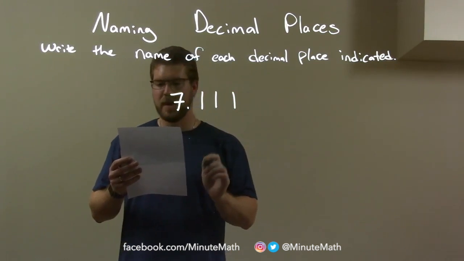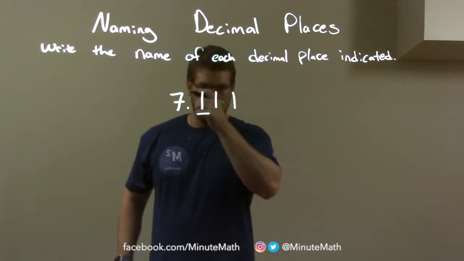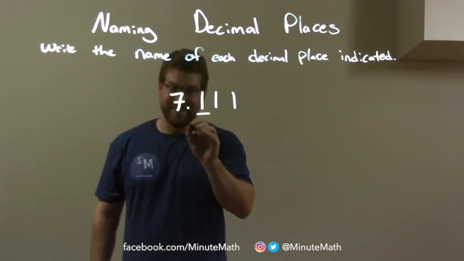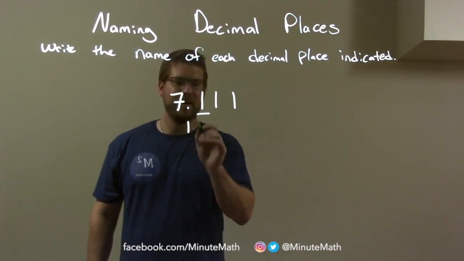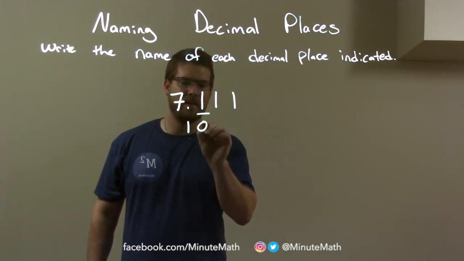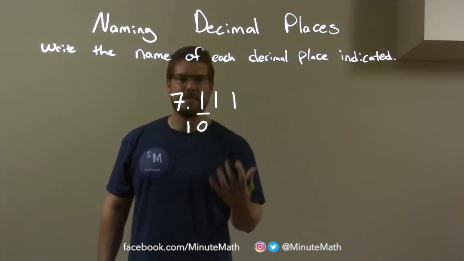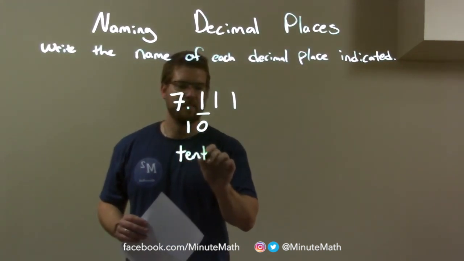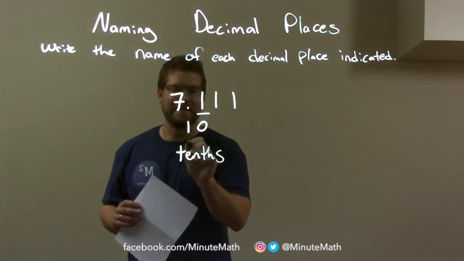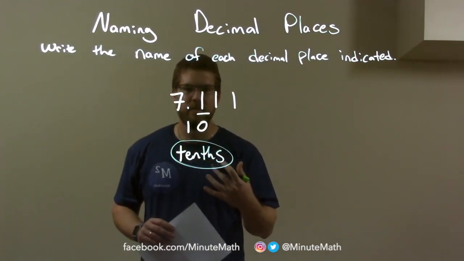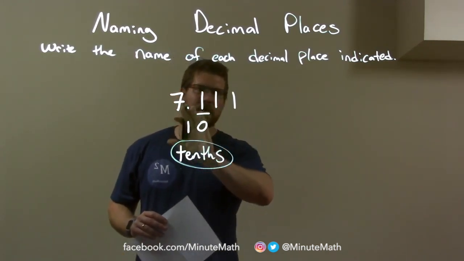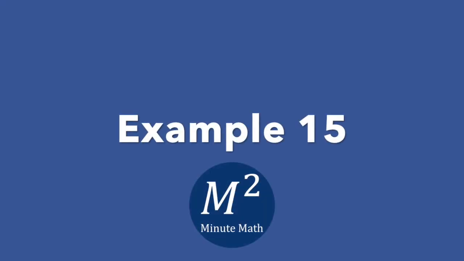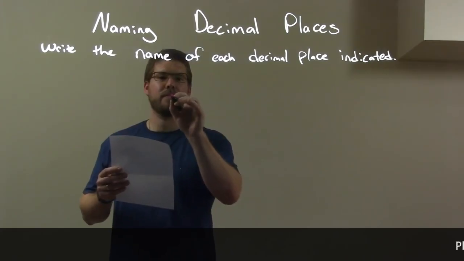7.111, and the first one right there is the one that's indicated. If I put a 1 at this decimal and a 0 for every number afterwards, I just have this, and that's the number 10. So this is what we call the tenths place. We have 10ths, because it's on the decimal side, so it's the tenths place.